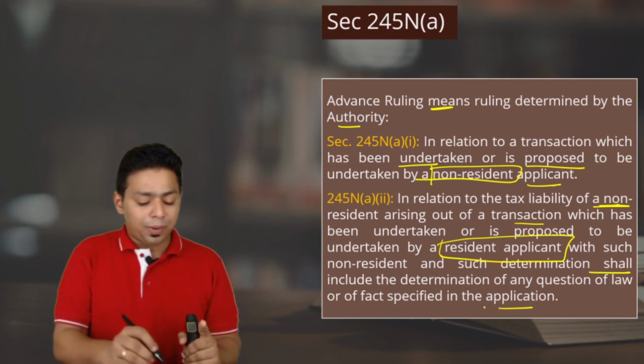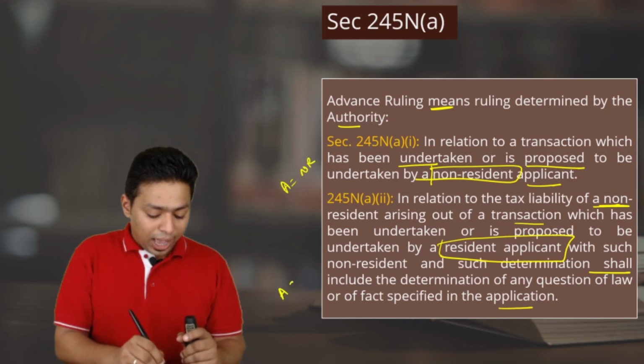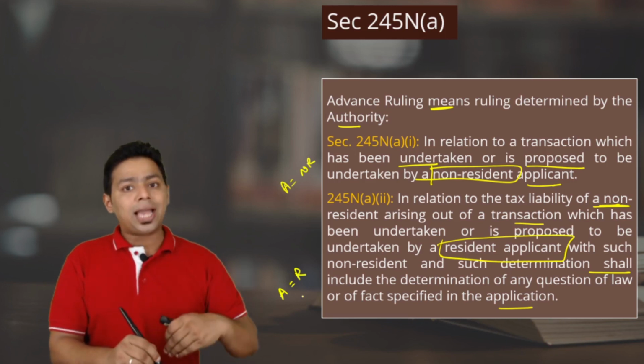Point 1 talks about the applicant being a non-resident. In point 2, the applicant is a resident, but the resident is not applying for his own tax determination.